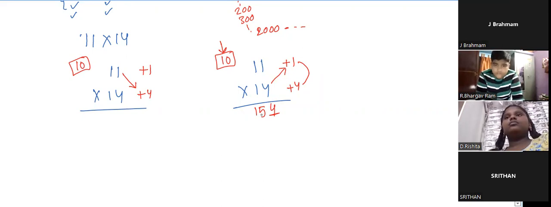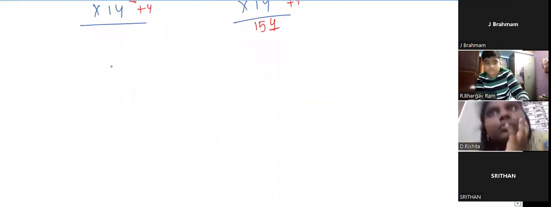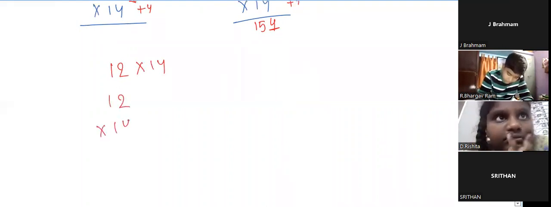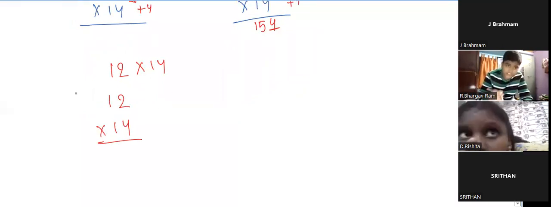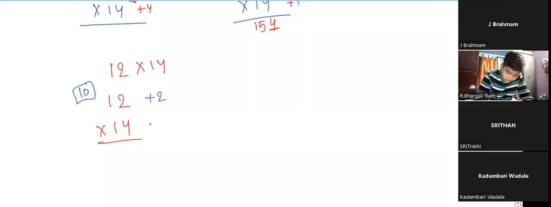Okay, let's take one more number set. 12 into 14. I'm writing in this format, in this way. Now see, the common base is 10. How much is extra? Plus 2. 14 is? Plus 4. Now take the crosswise operation.